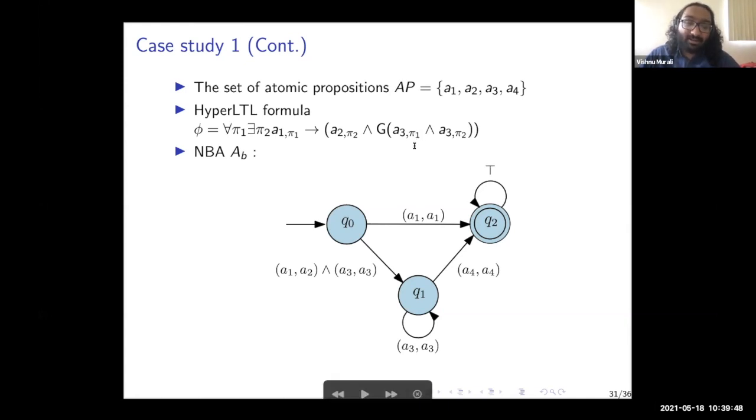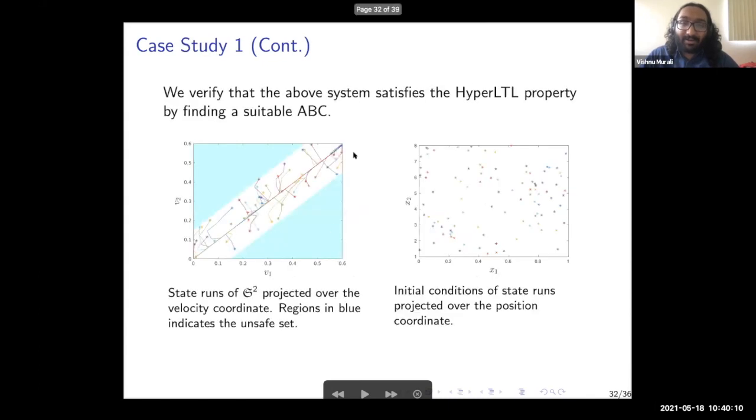We construct a corresponding NBA represented here and find an augmented barrier certificate for the pairs A1, A2, and A3, A3, and A4, A4. We do not consider the transition A1, A1 as we assume that the virtual copy of the system, that is the second trace pi2, starts from a non-secret state. With this, we find an augmented barrier certificate to guarantee that the hyper-LTL specification is satisfied.